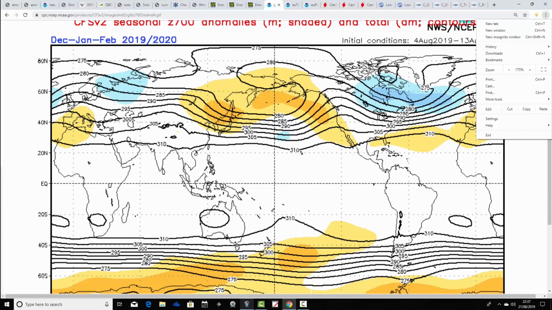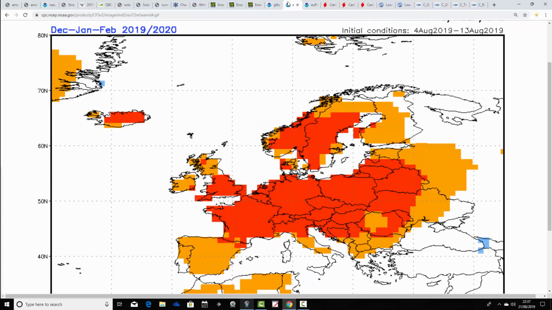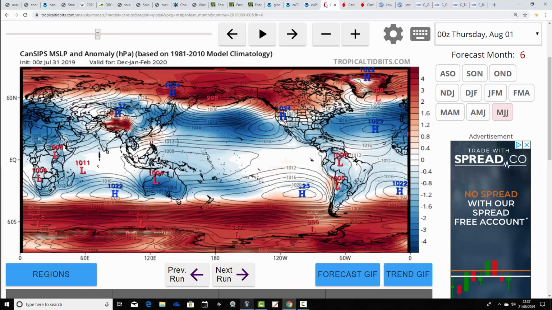CFS V2 is looking like this. It's the 700 millibar height anomaly for winter of 2019-2020. At the moment, CFS is looking rather zonal, with above average heights to our south, below average heights to the north and the northwest, and feeding in generally quite mild westerly winds. It's going for very mild temperatures for the winter of 2019-20, significantly above average, not just for the UK and Ireland, but for most parts of Europe. And a rather wet winter as well is being forecast by CFS at the moment.